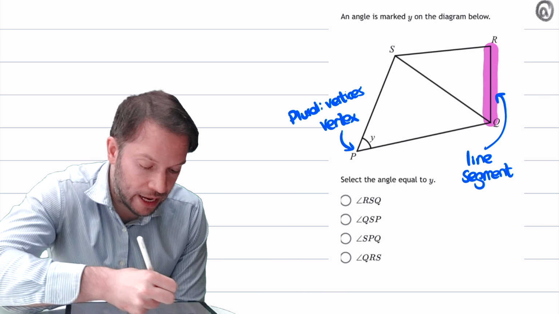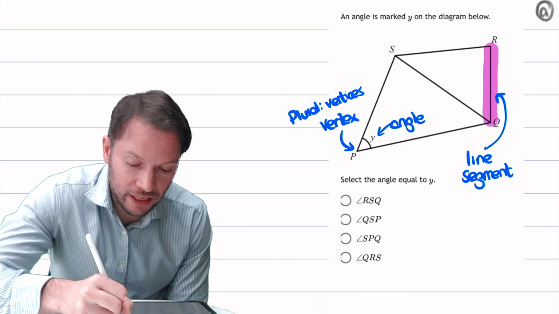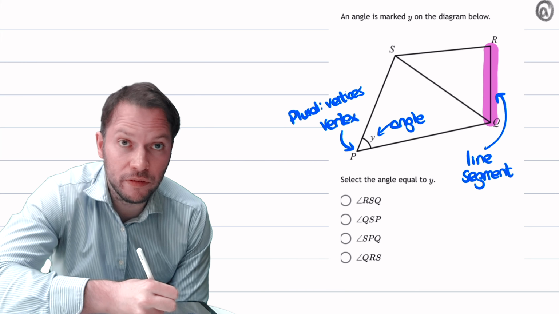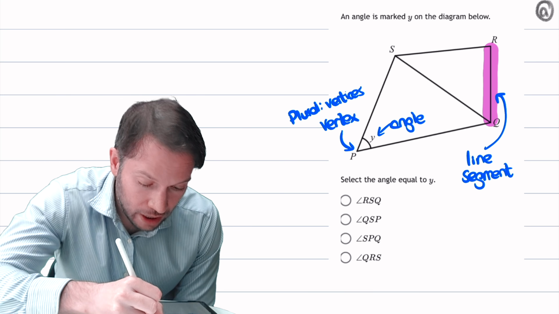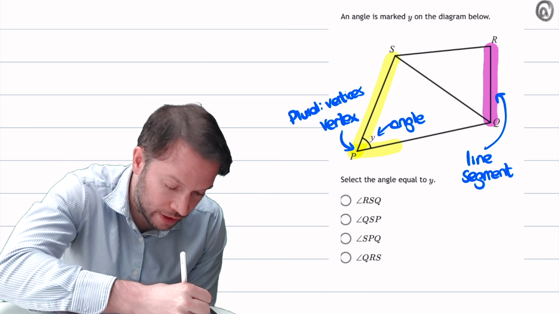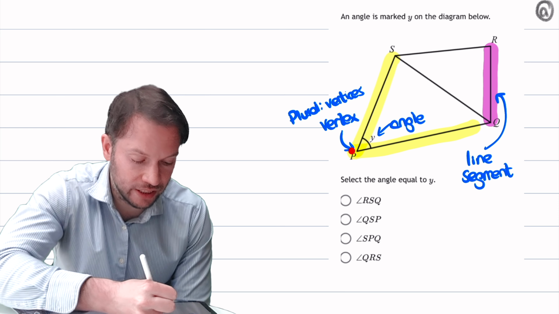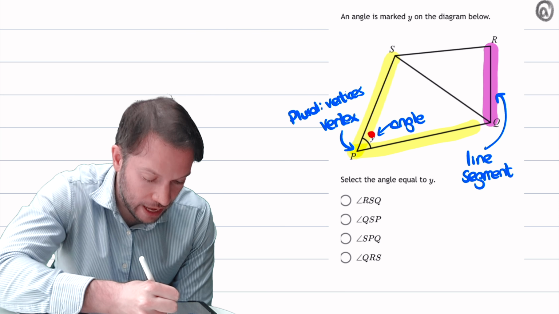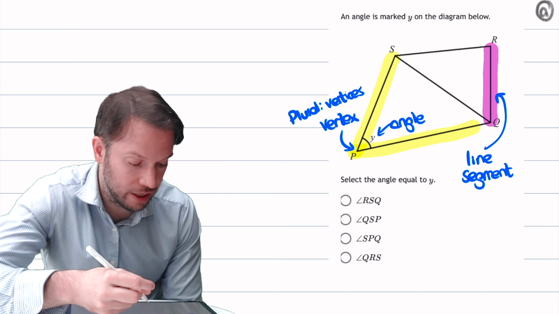And then finally, we've got angles. So this is an angle. And an angle is just the amount of turn between two directions. So this angle here, y, is between this line and this line. Because if we're facing in this direction and we turn to now face this direction, that angle is what we've turned. So the angle is a measure of turn.